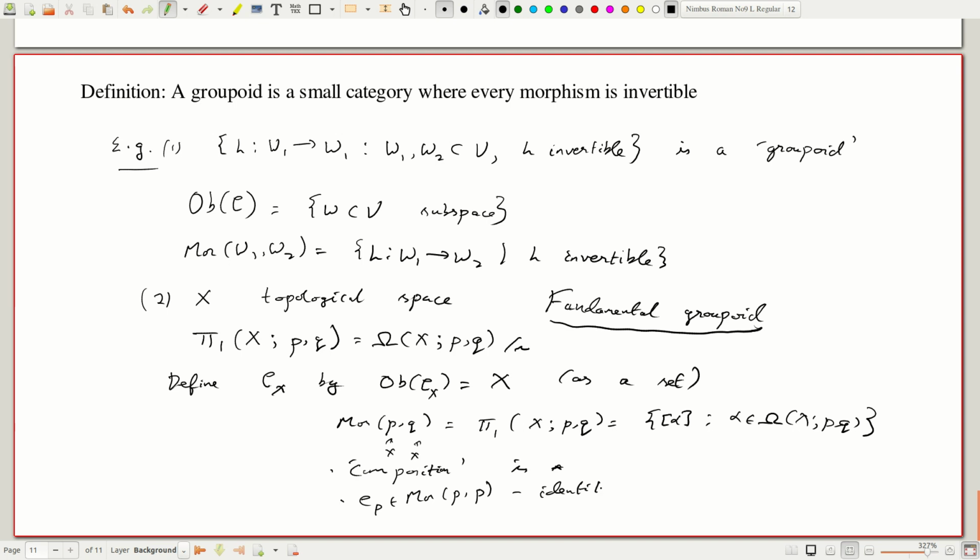This will play the role of the identity morphism, in the sense that it satisfies the property that the identity composed with any given morphism starting at P is going to be the morphism itself. And similarly, when you end at P, you post-compose with identity, you will get the same. So this star is going to be the composition, EP is going to be the identity. So this will give you a fundamental groupoid.